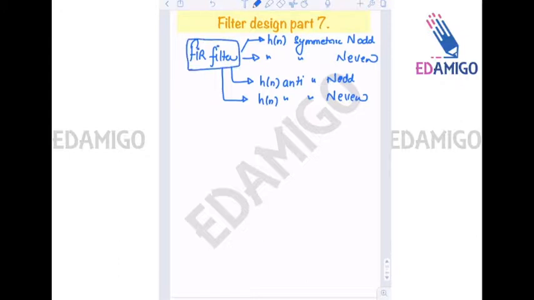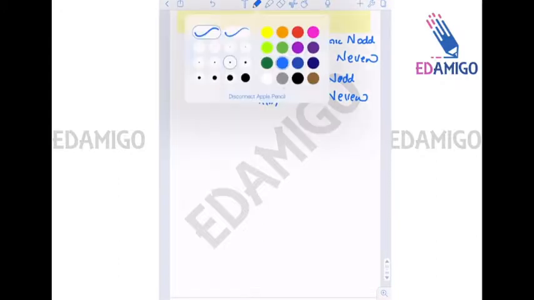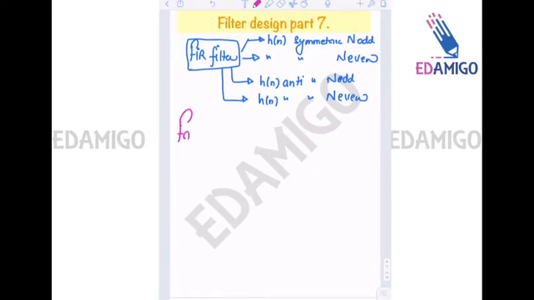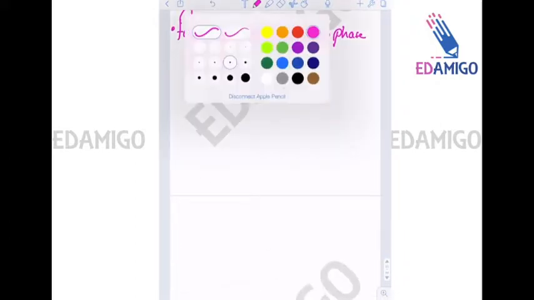Now in this part we will be looking at the frequency response of these 4 cases. A very simple kind of question can be asked. So how to tackle that question we will be looking in this lecture. Frequency response of the linear phase FIR filter. So let us take the case 1.